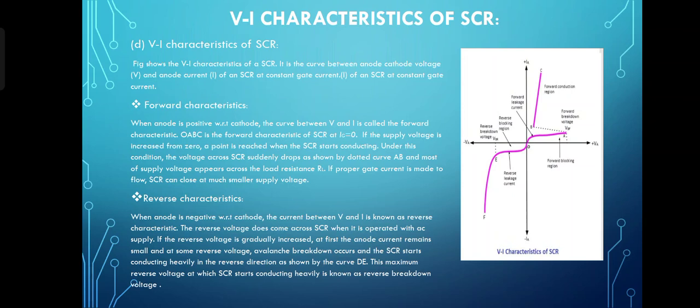From the image we can observe that there are two conditions: forward conduction region and reverse conduction region, where the upper part represents forward characteristics, and the lower part represents reverse characteristics.